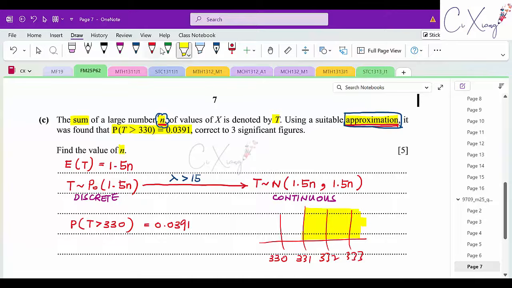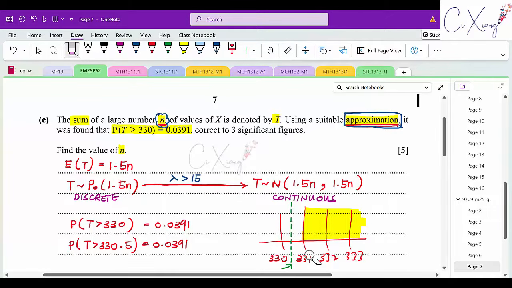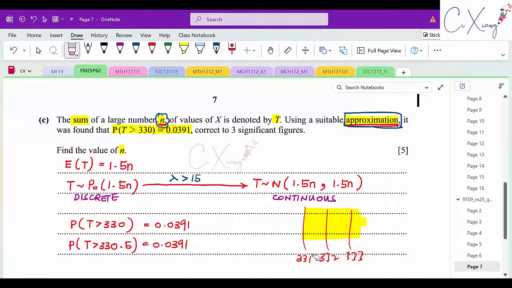Then you need to remember that for continuity correction, the line that we use should always be before the area or the probability that we want to count. So from here, you can see that this particular value is 330.5. So my continuity correction should be 330.5, and the probability equals 0.0391. Some students prefer to memorize the formula for continuity correction. For me, I just imagine all this in my mind. You do not need to show it in the solution.